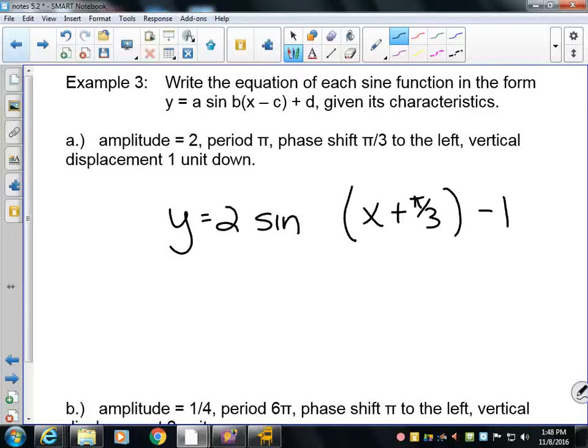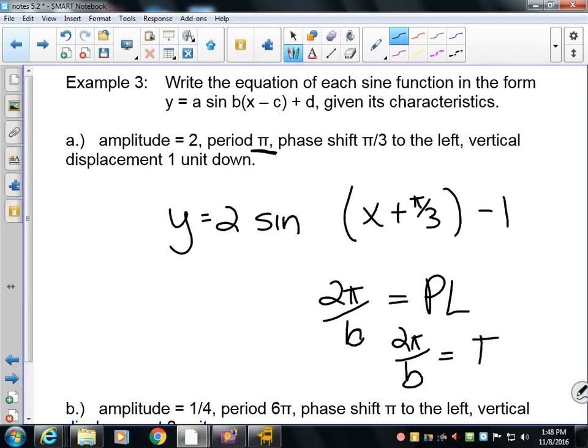So, how can we make a period of pi? Well, we know 2 pi divided by b is equal to your period length, or your period. How can we make 2 pi over b equal pi? We divide by 2, right? 2 pi divided by 2 would just give me pi. And that's what we want. So I would pick that.